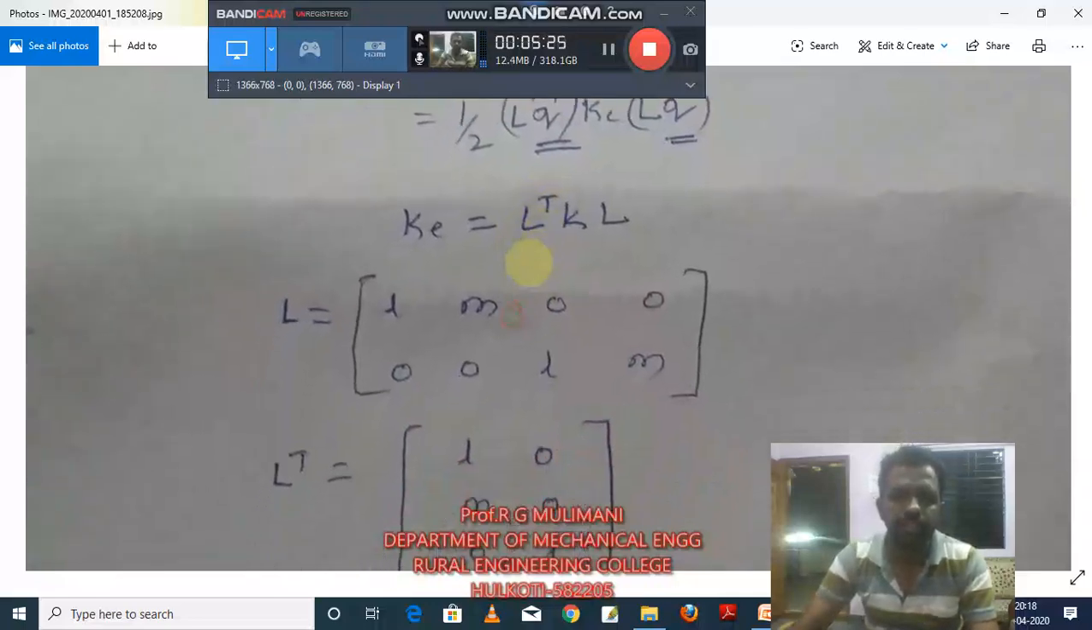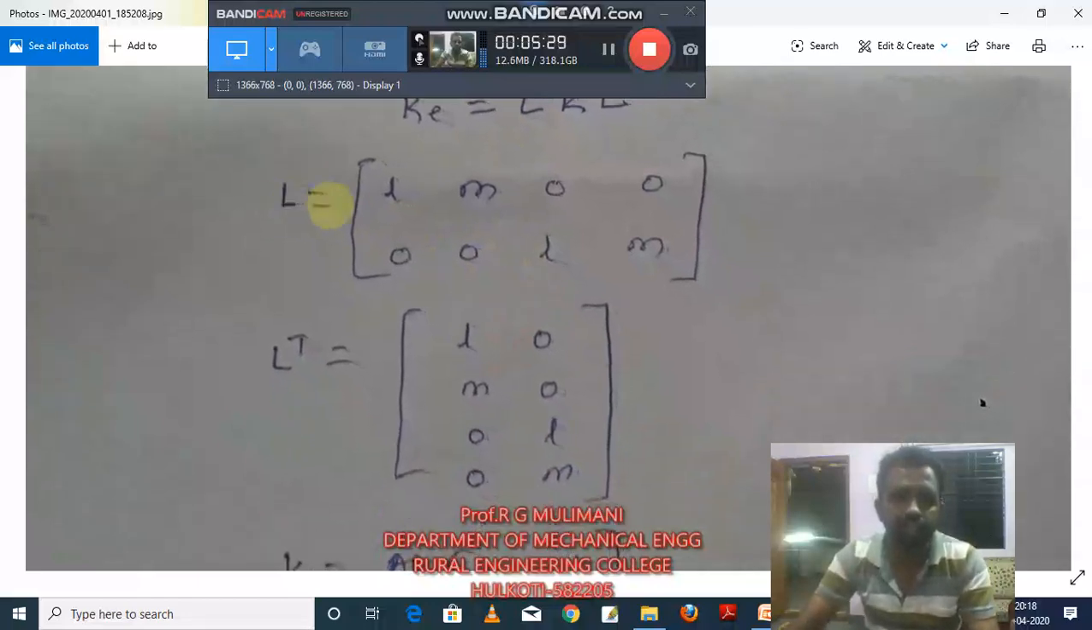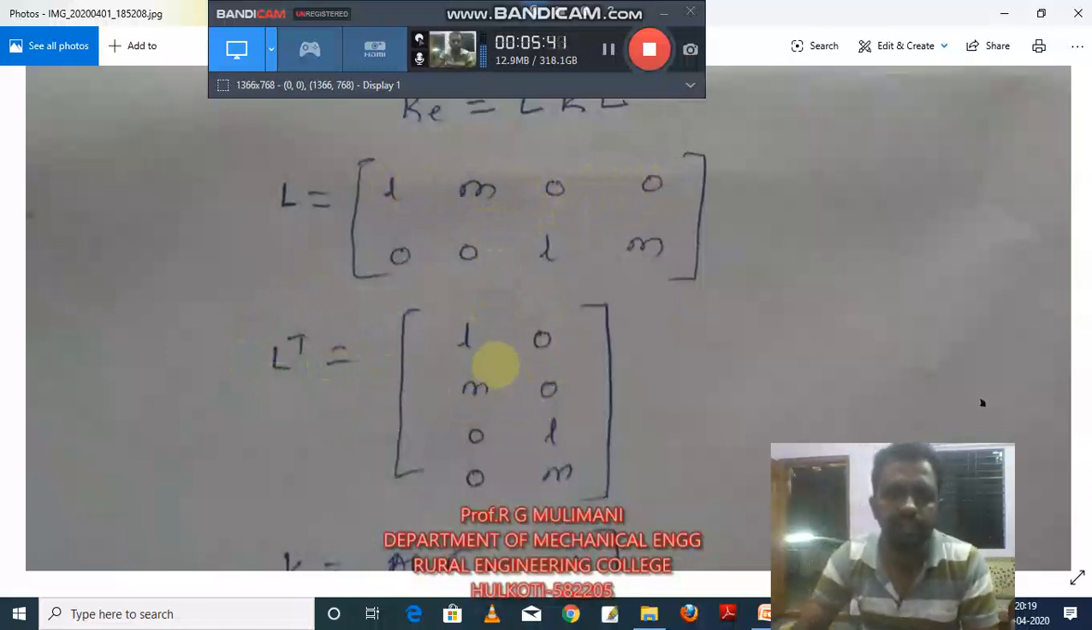What is transpose? You are changing rows into columns and columns into rows. This is the transformation matrix. This one is the transpose of the transformation matrix. So rows are changed to columns, columns are changed to rows. So this is the transpose.